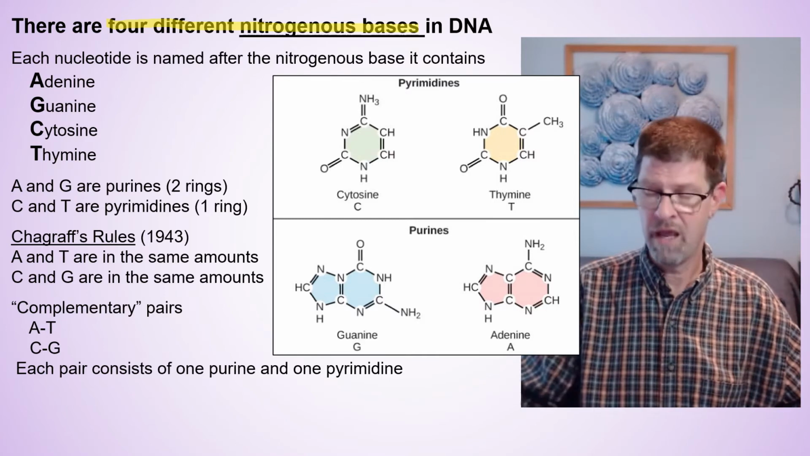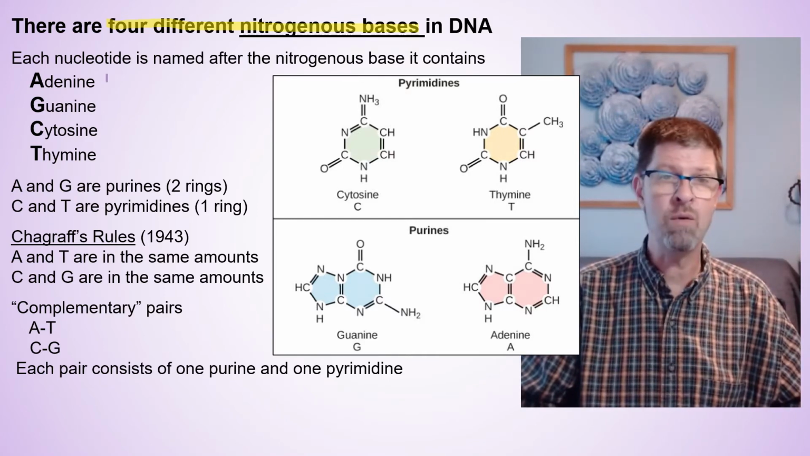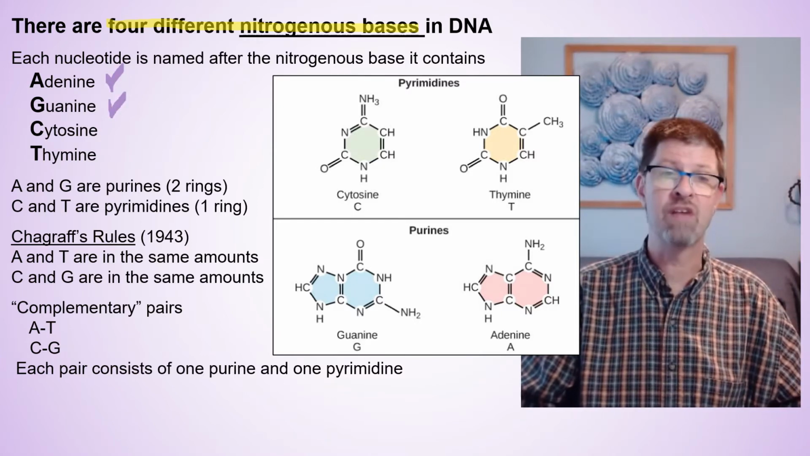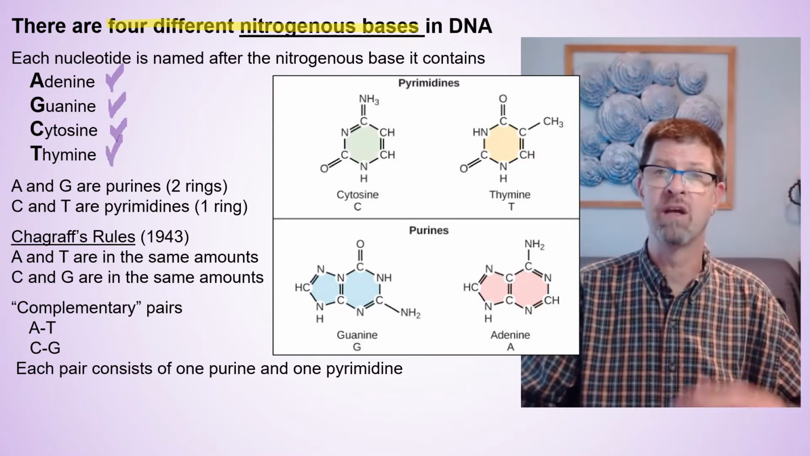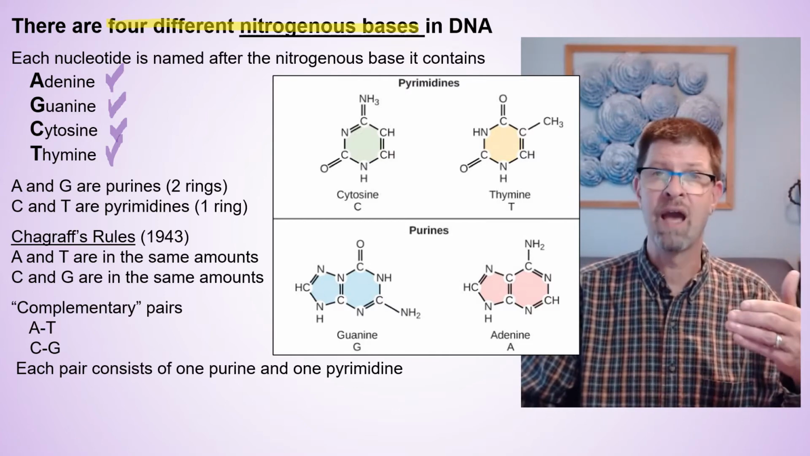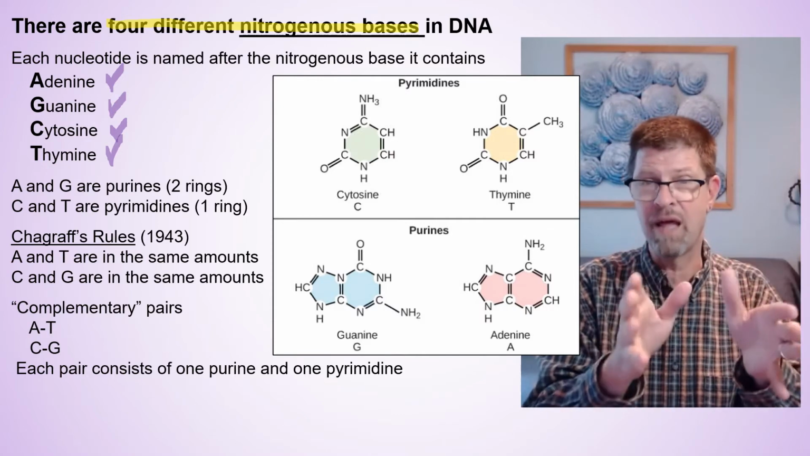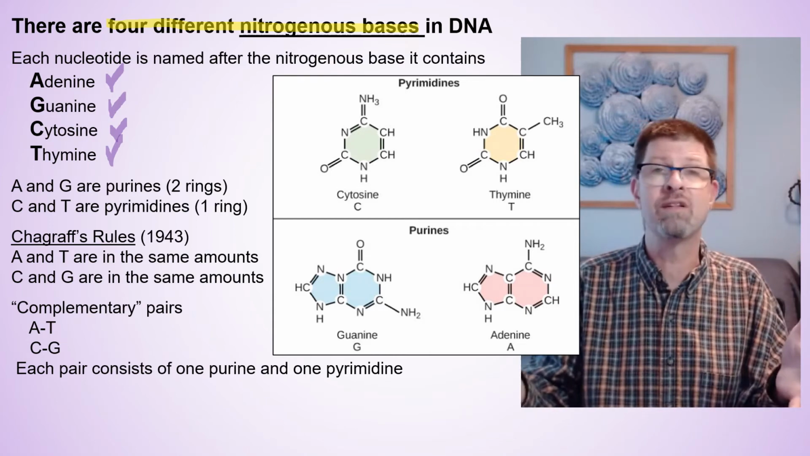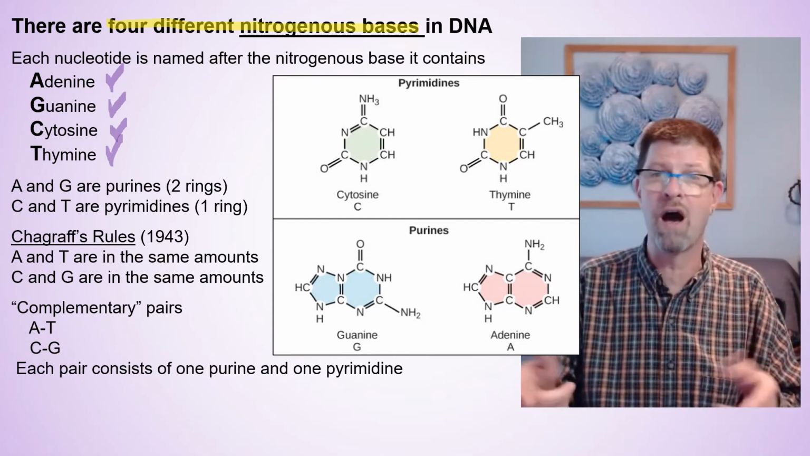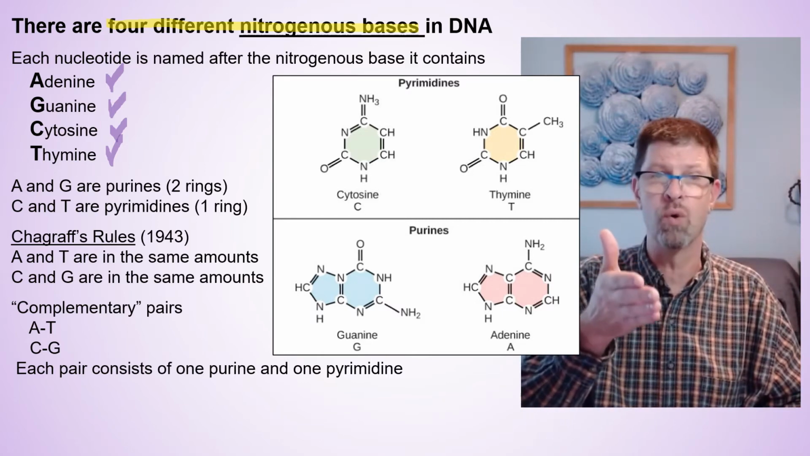There are 4, and they have names: adenine, which we abbreviate A, guanine, which we abbreviate G, cytosine, which we abbreviate C, and thymine, which we abbreviate T. A, G, C, and T. Those are the 4 nucleotides. Those letters really only refer to the nitrogenous base, but that's the only thing that's different from one nucleotide to the next. So we often refer to the whole structure as being A, G, C, or T.